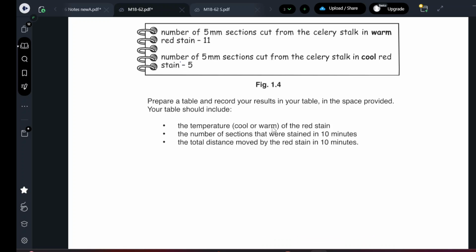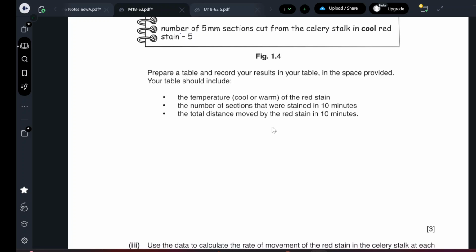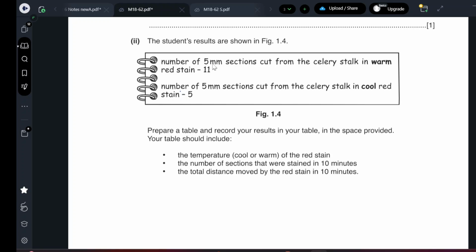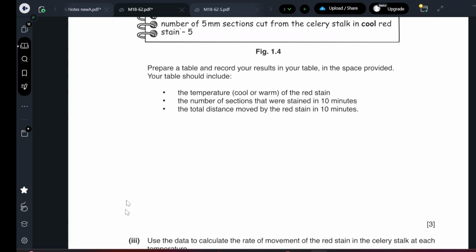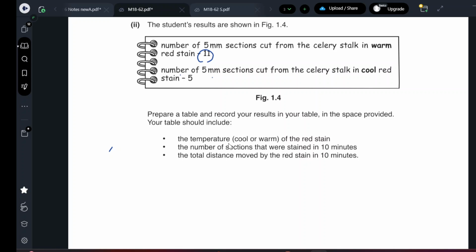Prepare a table to record the results in the space provided. Your table should include the temperature of the red stain, the number of sections that were stained, which he gave to you in the results, and the total distance moved. This is what you will calculate. In the rules of the table, you should use a ruler to draw your table. The changed variable is on the left side, results on the right side. The changed variable is the temperature. I will put the temperature on the left side.